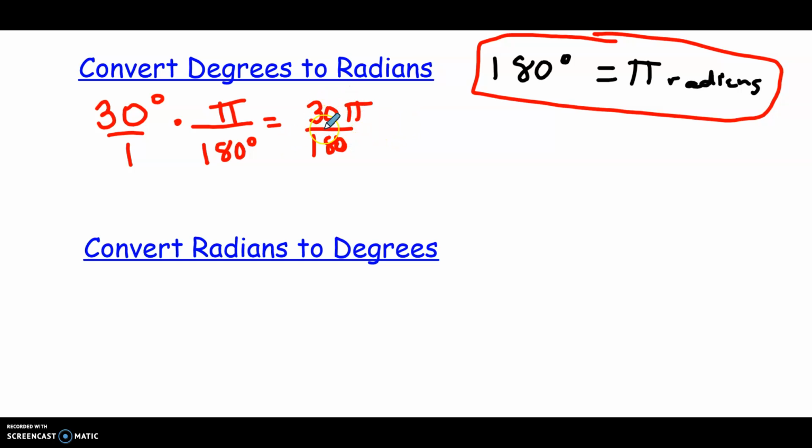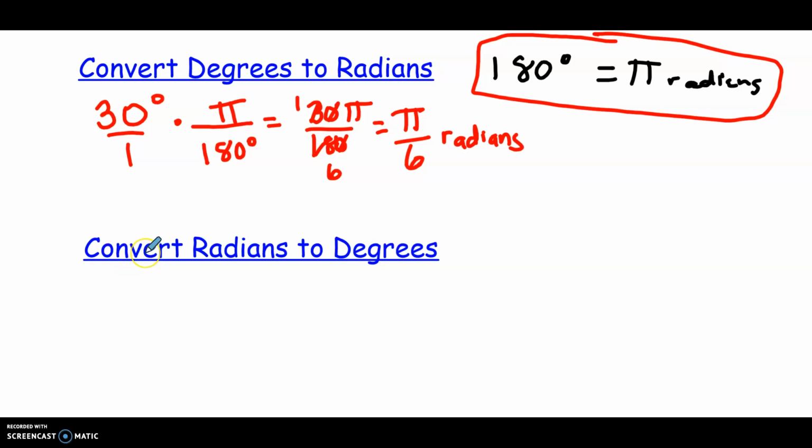All right, so I have 30 pi over 180, and now you want to reduce it. When you go to reduce this, these zeros cross out, and this 3 goes into itself once and this into 6 times. So I reduce and get the simplified version, pi over 6. So 30 degrees is equivalent to pi over 6 radians. And that's an important value that you should remember moving forward.